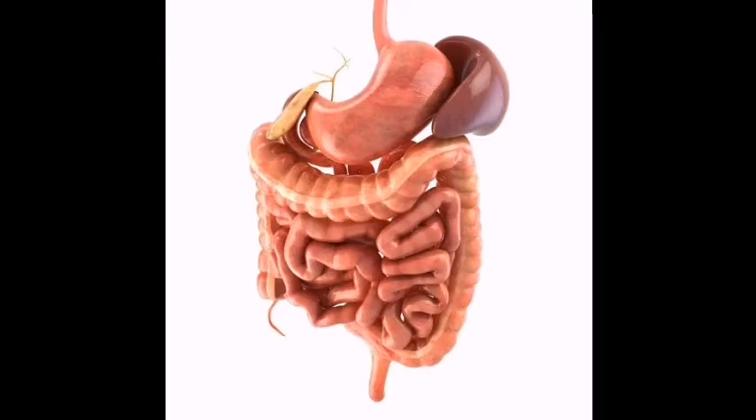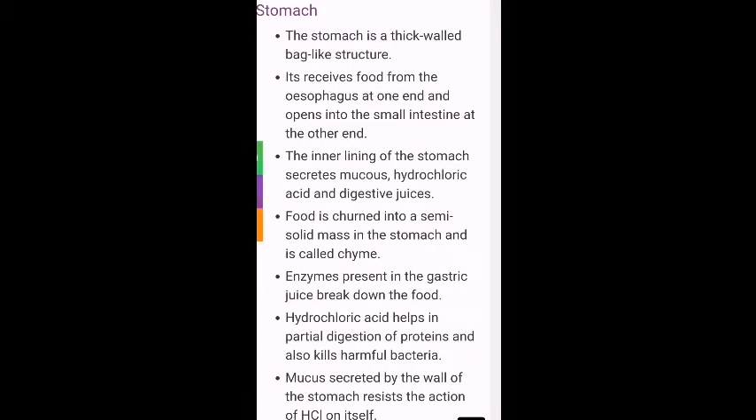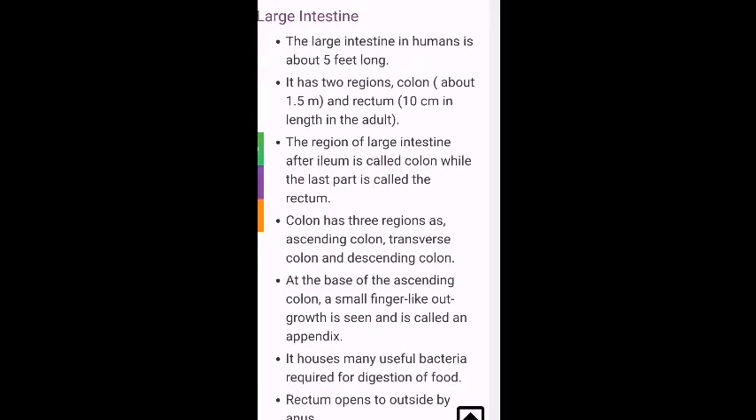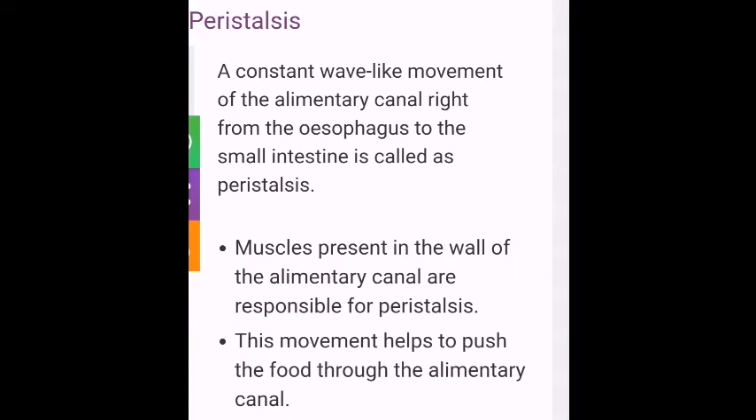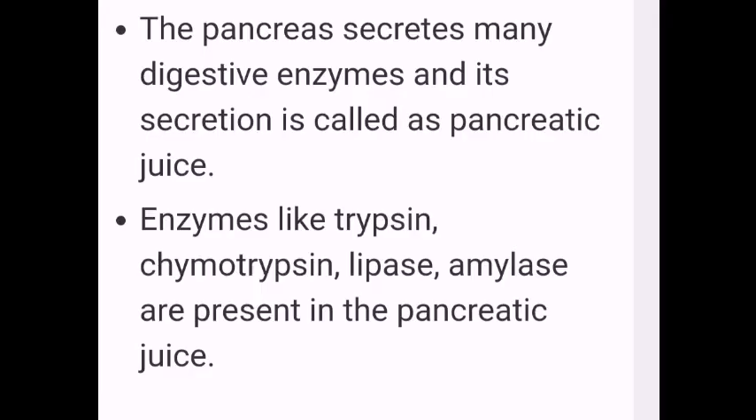Next is the nutrition in human beings. The digestive system consists of the buccal cavity, esophagus, stomach, small intestine and large intestine, and the functions of each organ associated with the digestive system, and about the digestive enzymes produced in the digestive system and how they function.